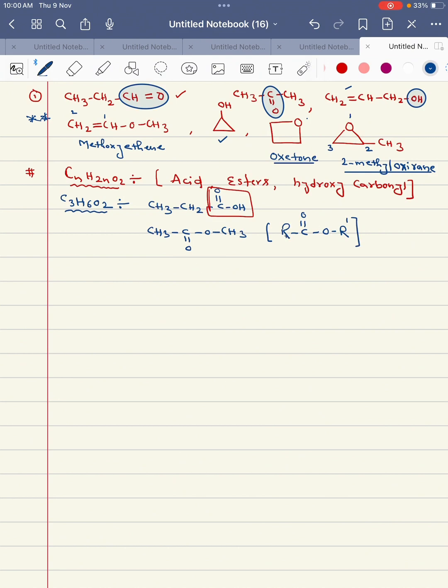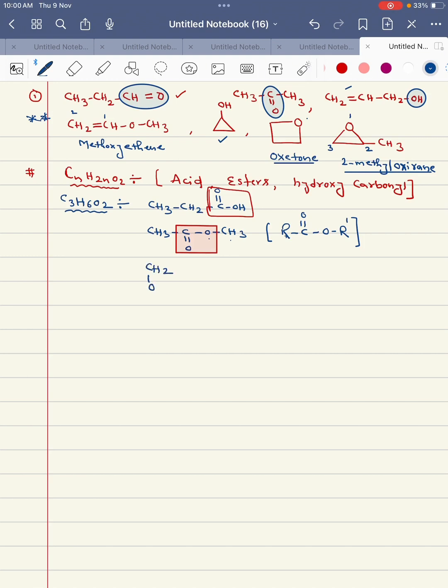So instead of R, methyl is there, C double bonded O, O, and instead of R dash, this. This R and this R both may be the same or different also. This is called ester. So the ester functional group is there. And next one is hydroxy carbonyl.